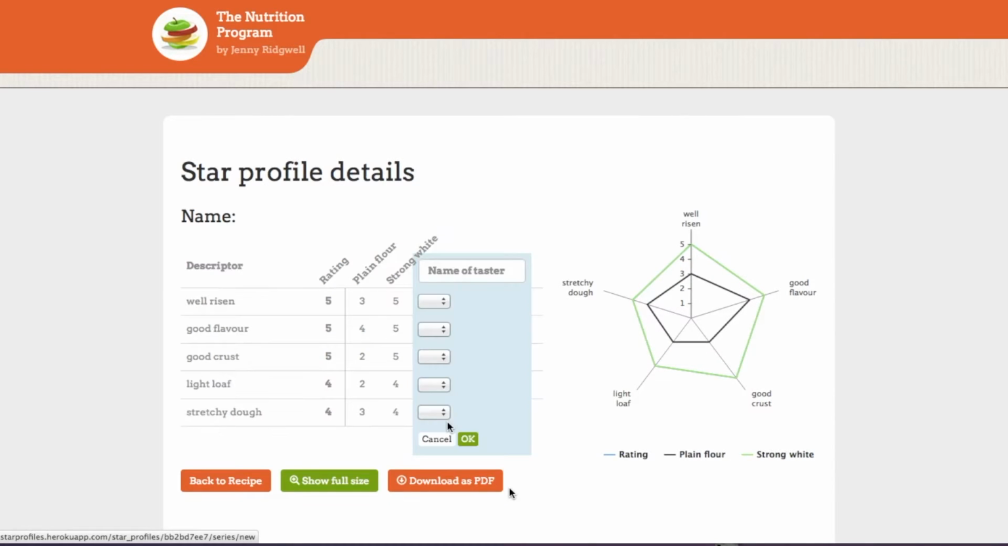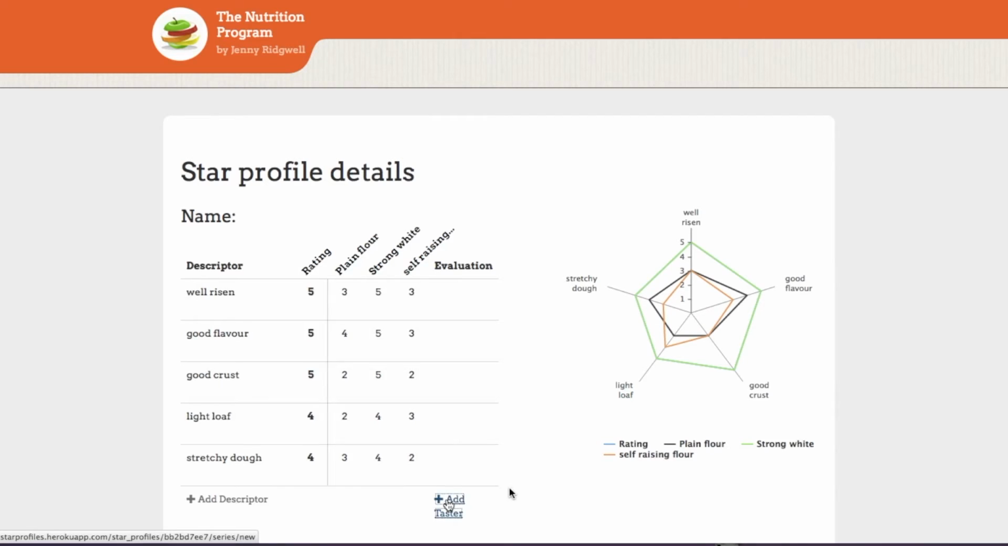There are many more. The next one is self-raising flour. Now, this is used for cakes. So it hasn't got as much gluten, because cakes, you don't want them to have a strong structure. Was it well risen? Okay. Did it have a good flavour? 3 out of 5. Good crust? Not really. I'm imagining this. A light loaf was all right, because it's got raising agent in it. Was it a stretchy dough? No, it wasn't, because it hasn't got much gluten.